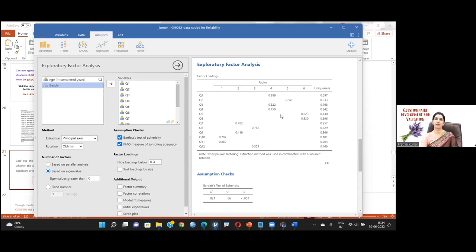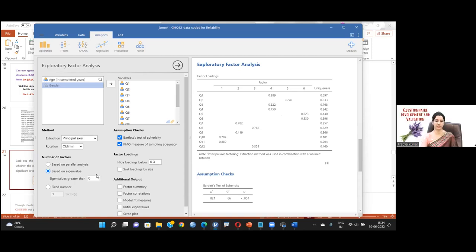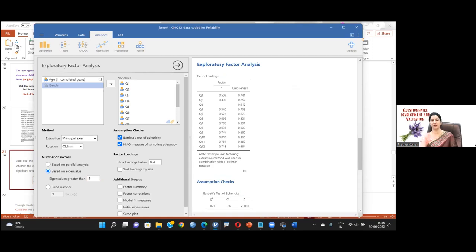But again, we will not say that it is a simple structure. Eigenvalue should be greater than 1. I have not done that, that's why it is coming. Thank you, Bhavna. So now it will change. That's why there were 6. So now, yes, you are right.